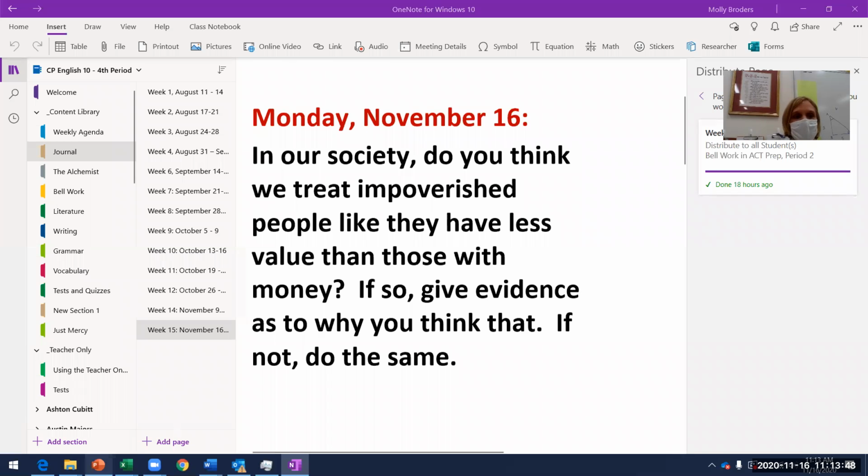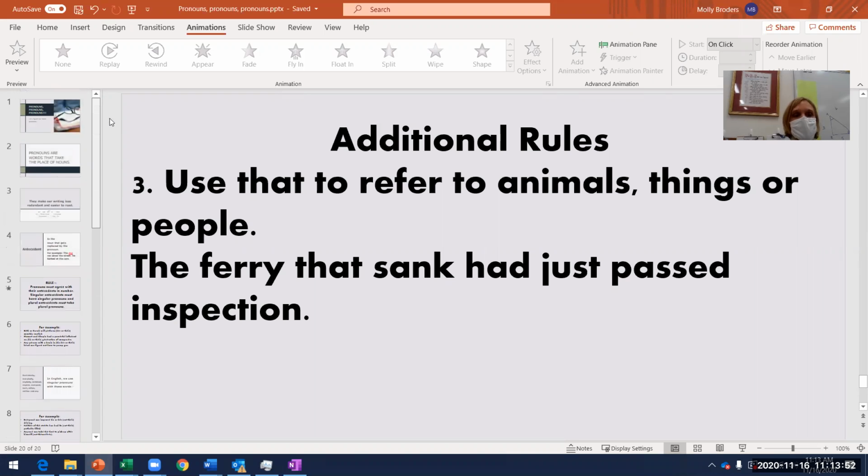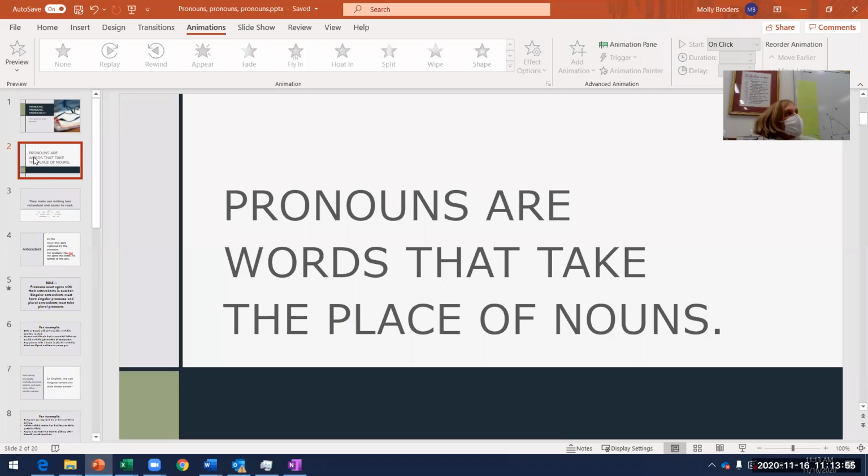All right, so taking back to last week, we talked a lot about pronouns. Somebody tell me, what is a pronoun? It replaces a noun. Very good. And what is the name of that word that gets replaced? The word entity... Okay, so the antecedent is what gets replaced.